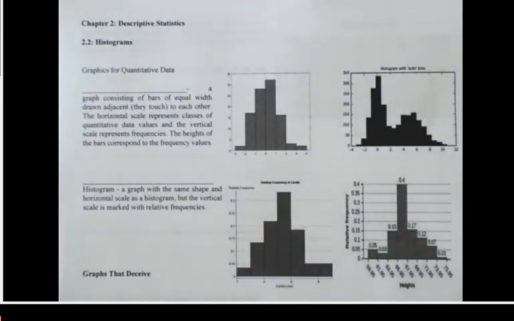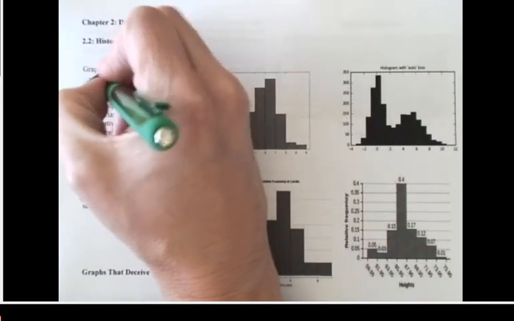All right, in this video, we're going to start Chapter 2 and talk about what we call descriptive statistics, when we have a set of data and different ways that we describe this data. So the first thing we talk about is a histogram. This is one type of graphic that we use for quantitative data. And it's called a histogram.